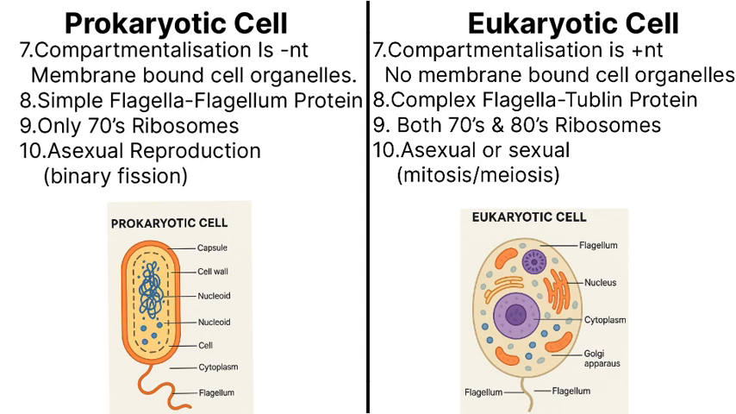And moving towards their common cell organelle, the ribosome, the protein factory: in prokaryotes it is the 70S ribosome, and in eukaryotes it can be 70S or 80S, both. And as I said, prokaryotes are unicellular, so they can only perform asexual reproduction by binary fission. You may know that's a very basic one.